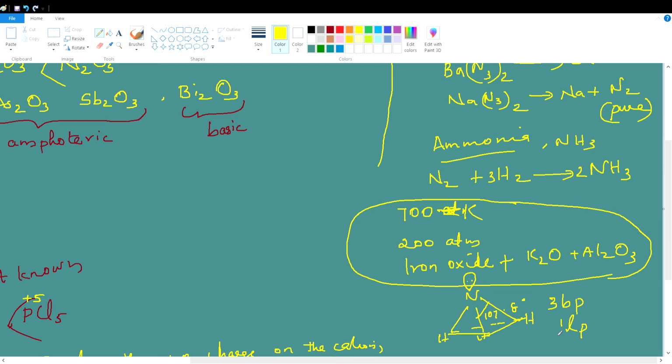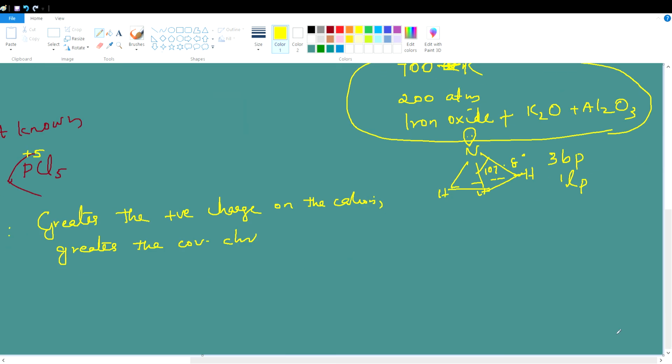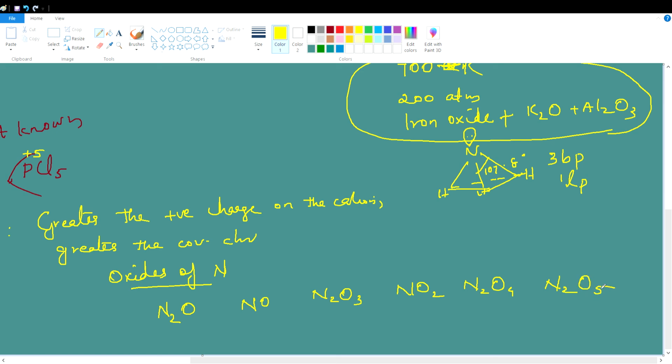If you talk about the oxides of nitrogen, nitrogen forms many oxides. The oxides of nitrogen are N2O, NO, N2O3, NO2, N2O4, N2O5. N2O is known as laughing gas, dinitrogen monoxide or nitrogen 1 oxide. In oxides, nitrogen shows variable oxidation states. In N2O the oxidation state of nitrogen is +1. Oxygen we know is -2, so it is +1.